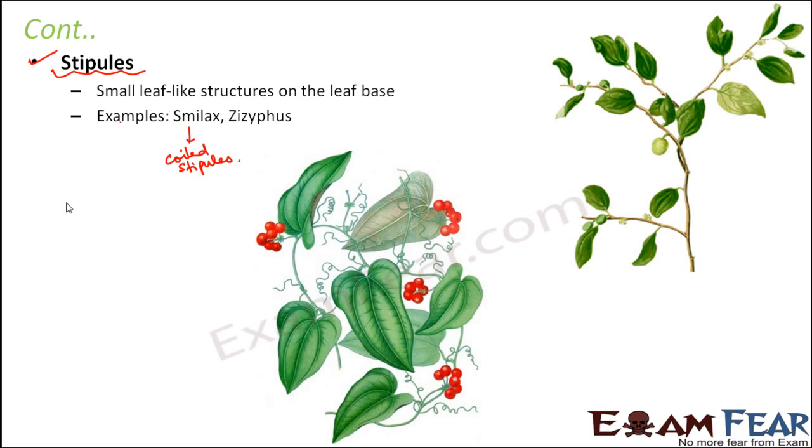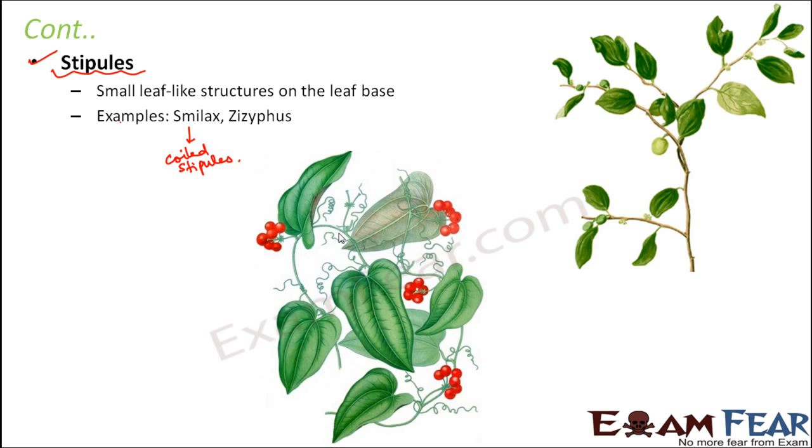Now the shape of the stipules are different in different types of plants. For example, here if I take the example of a plant called smilax. So in smilax, they have coiled stipules. So here in this picture, you can actually see the coiled stipules. You can see the green colored leaf, or the leaf blade. So from there you have these petioles or the leaf stalks. But at the base of the leaf stalks, you can actually see coiled structures. So these are the coiled stipules.